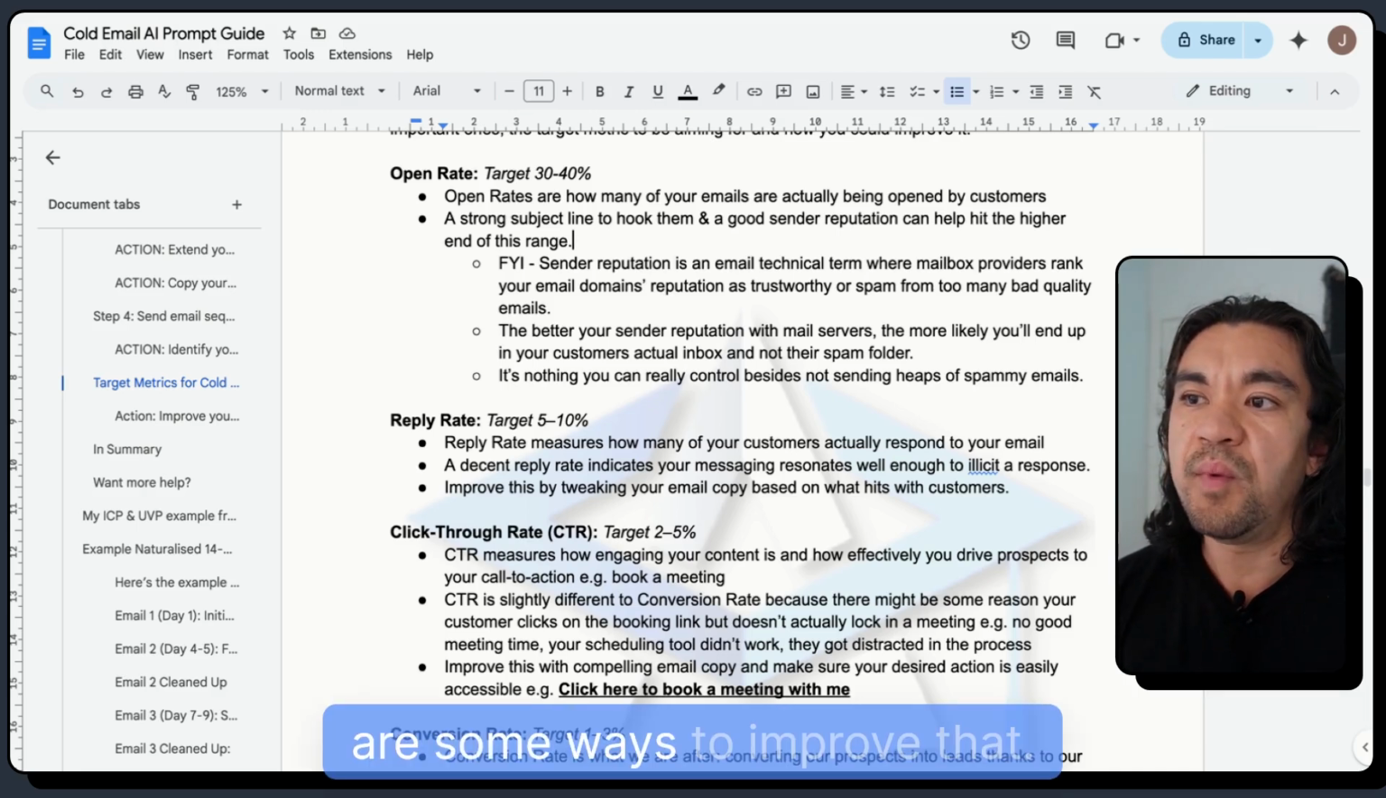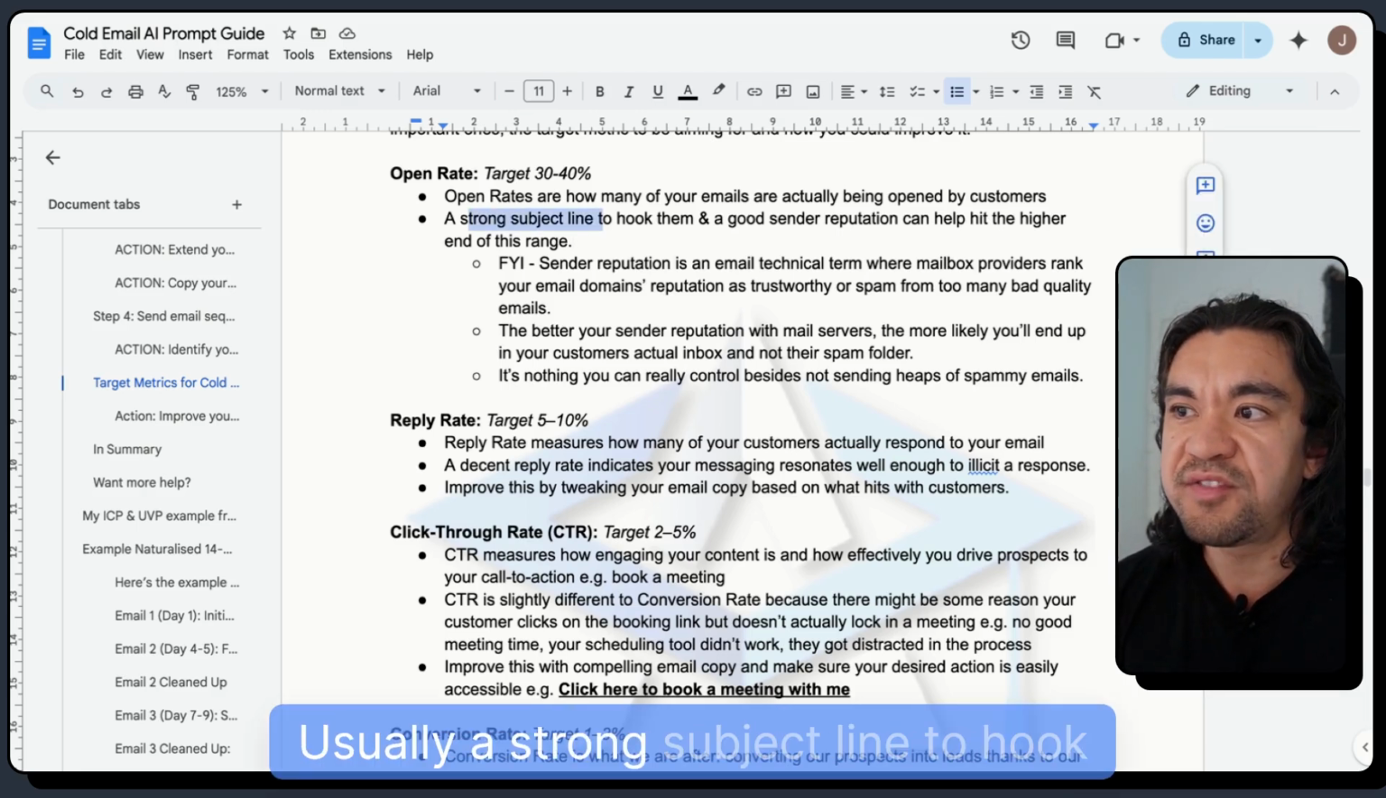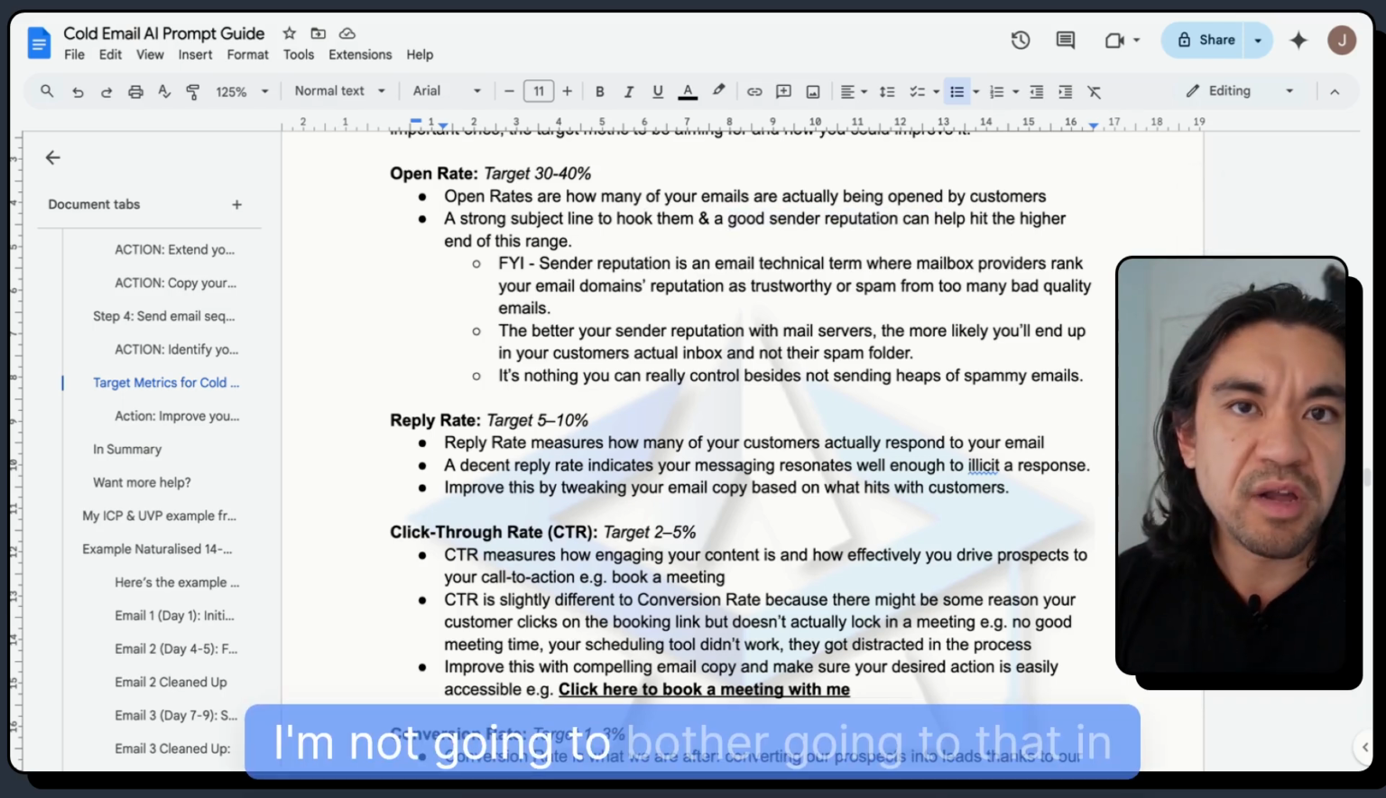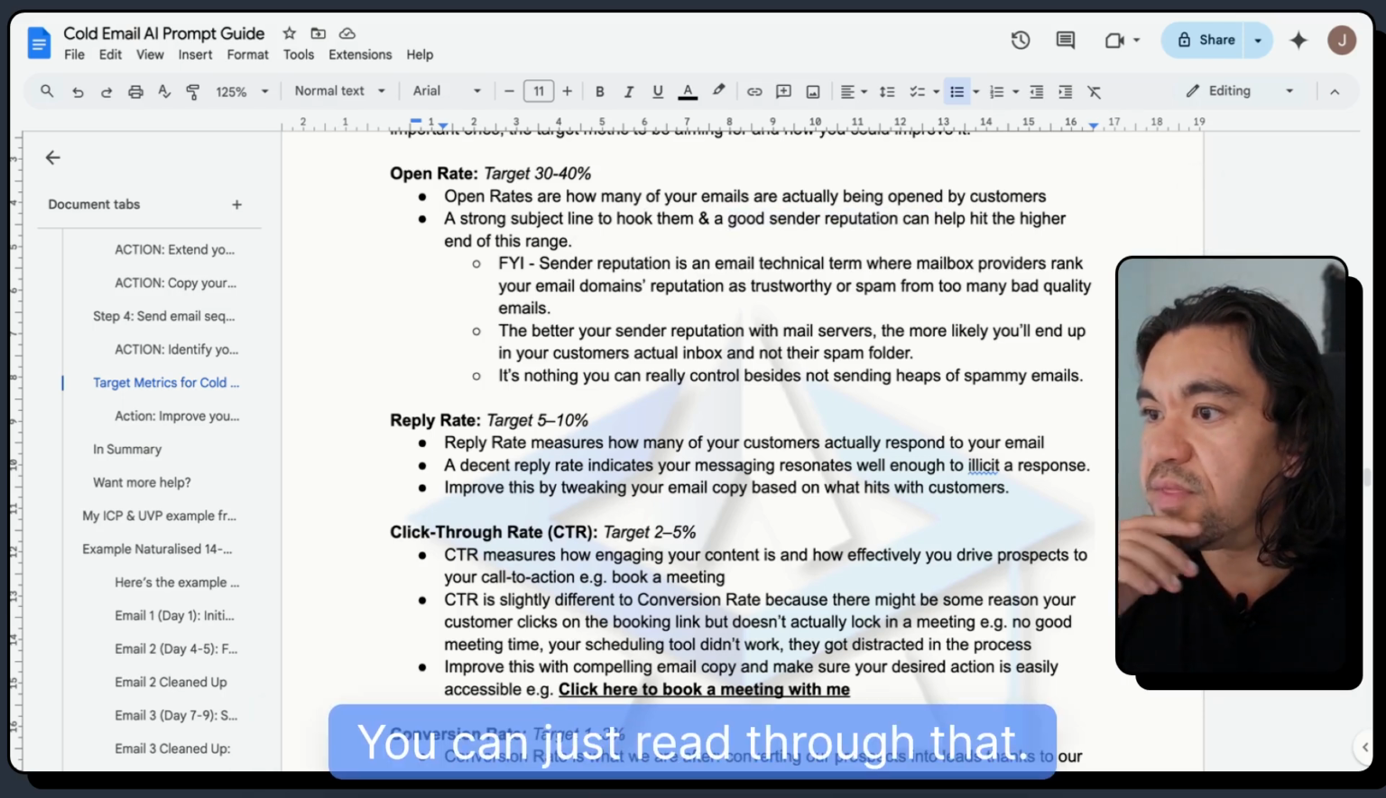There are some ways to improve that. Usually a strong subject line to hook them in, and then a good sender reputation. That's a bit technical. I'm not going to bother going into that in this guide. You can just read through that.